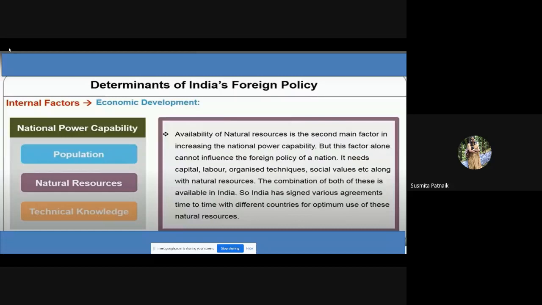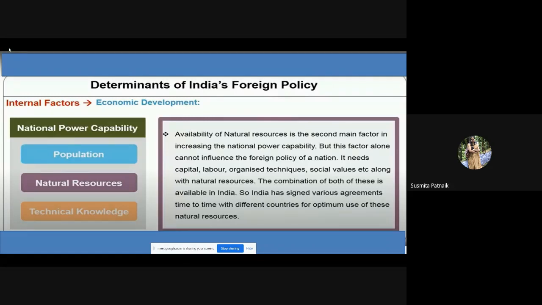So don't worry, students. Someone has written or asked me, ma'am, where did you get the slide? So I got the slide from your material, but at the same time I added some points from other books, like that of your Prem Arora.